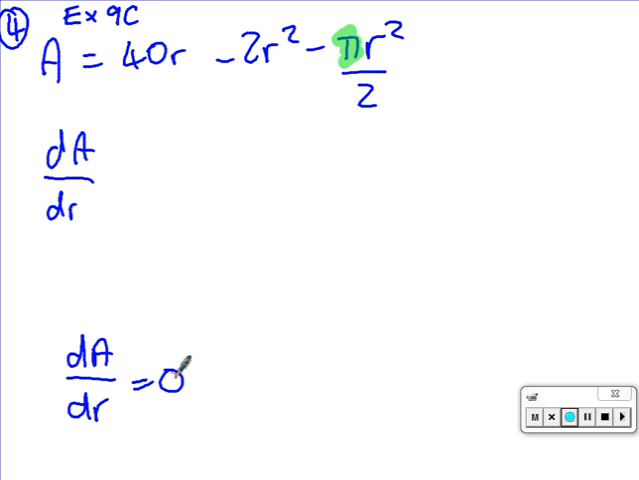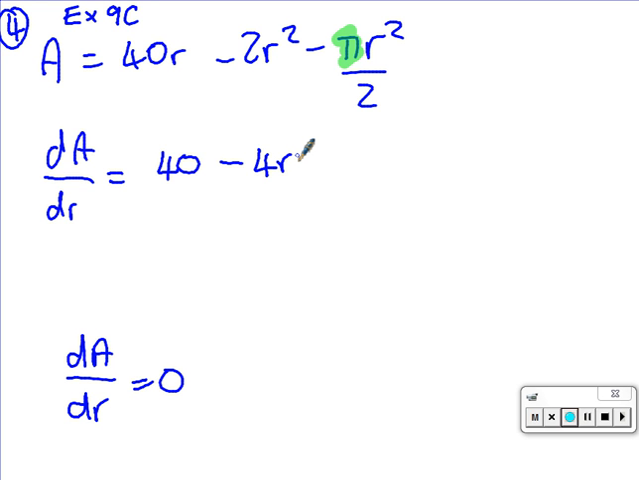So what is dA by dr? Well, the first bit's quite easy. If we were to differentiate 3x, we'd get 3. Well, if we differentiate 40r, we get 40. The second bit's fairly straightforward as well. Multiply by the power, reduce the power by 1.